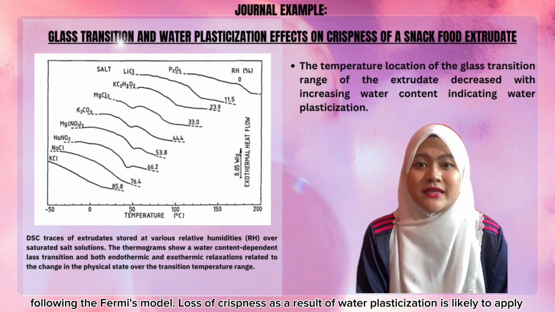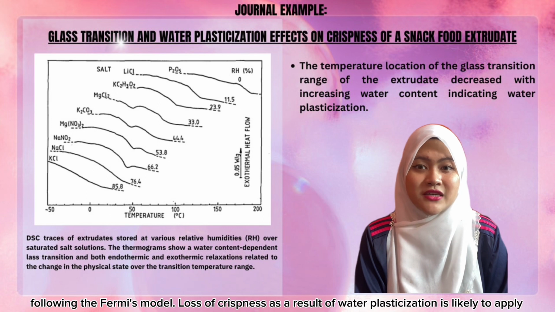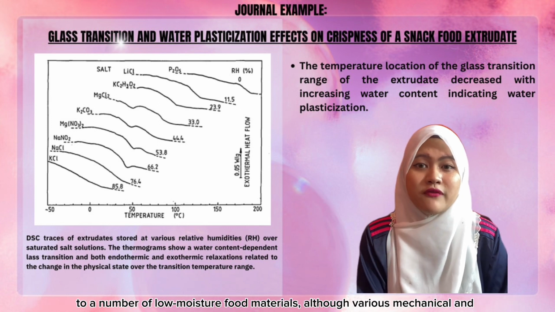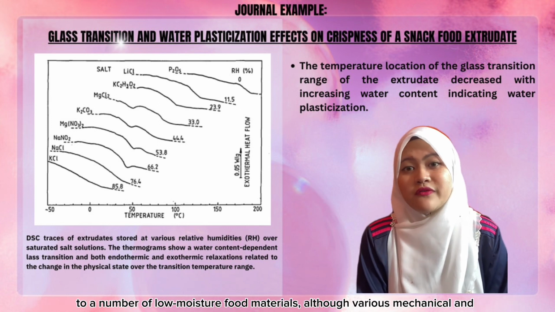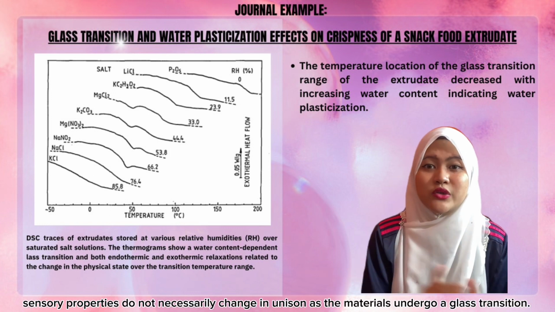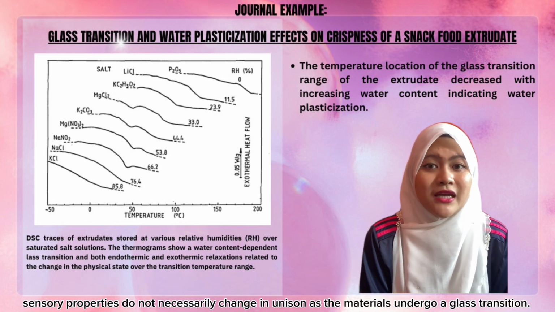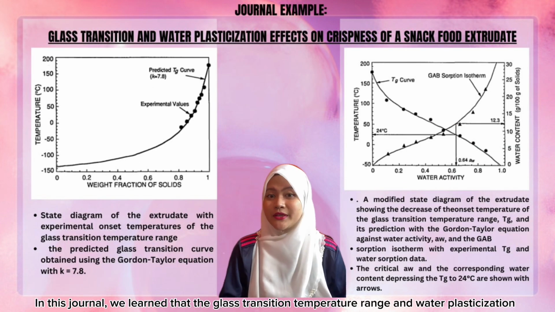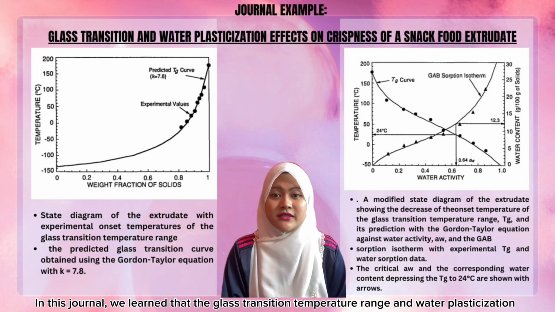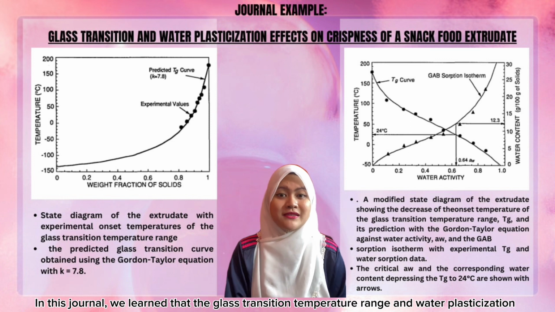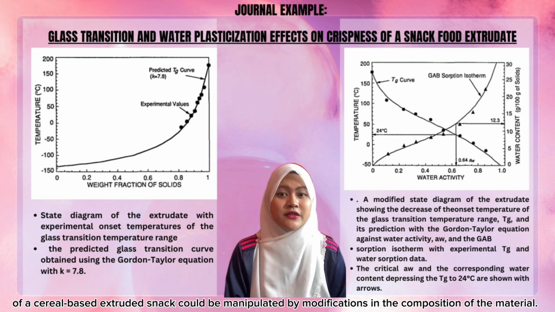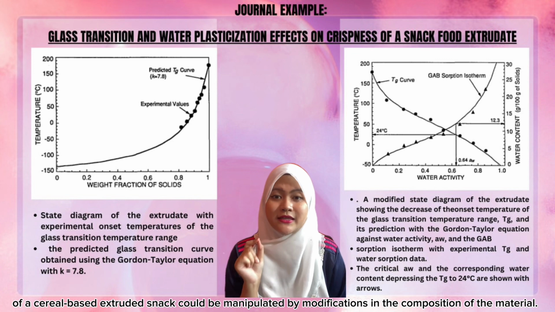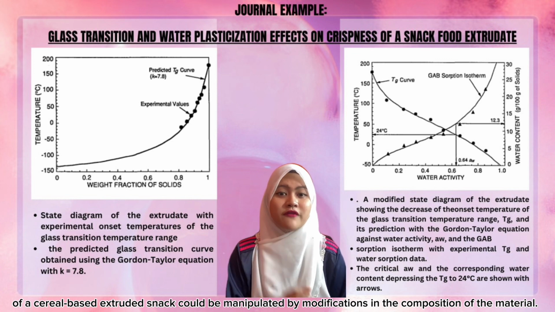Loss of crispiness as a result of water plasticization is likely to apply to a number of low moisture food materials, although various mechanical and sensory properties do not necessarily change in unison as the material undergoes a glass transition. In this journal, we learned that the glass transition temperature range and water plasticization of a cereal-based extruded snack could be manipulated by modification in the composition of the material.